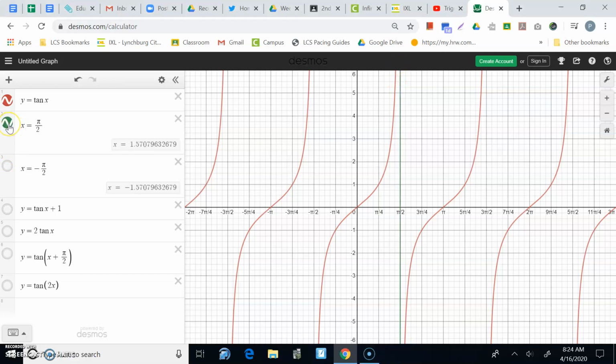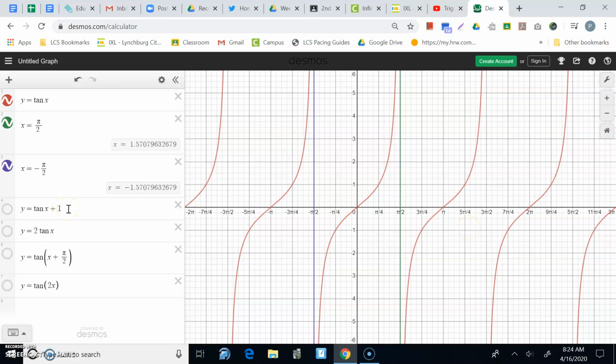Pi over 2 is an asymptote. I've marked it here with the green line. Notice it's just never going to touch it. It's going to go off towards infinity as it gets close to it on this side, and then it's going to come in down towards negative infinity on the other side of it. Same thing happening at negative pi over 2. I don't have all the asymptotes marked on here, but hopefully you get the idea.